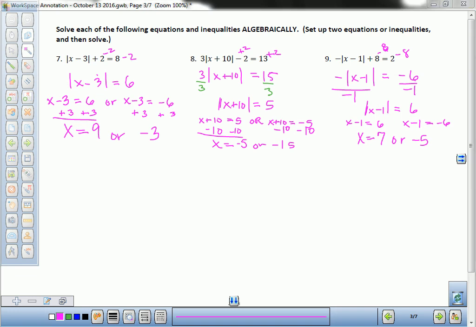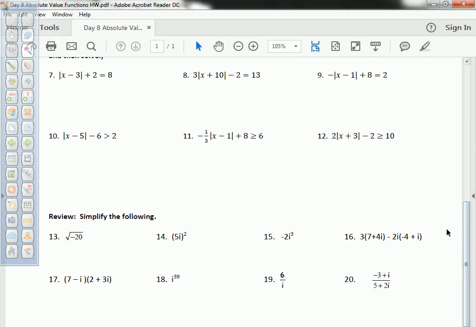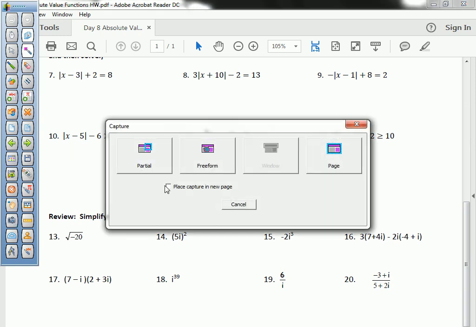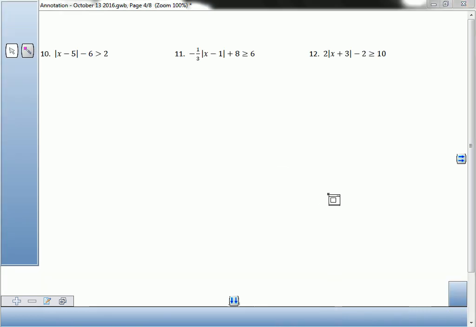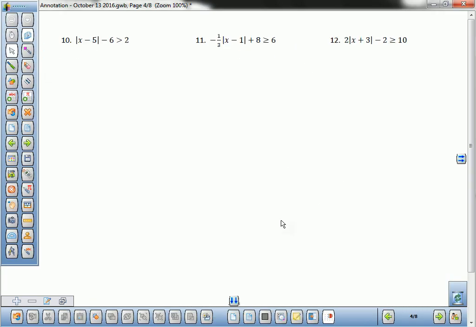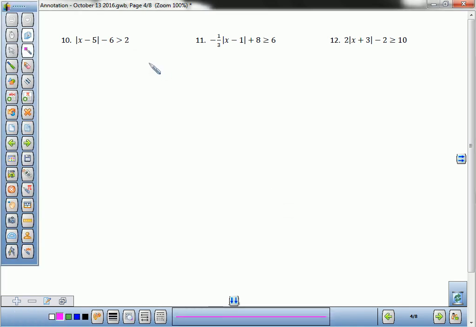Okay, so let's take a look at the next group. And these are the more interesting ones. And yesterday we just talked about one way to write your answer. Today we're going to talk about 2 other ways. They all mean the same thing. We're just going to talk about some different forms.